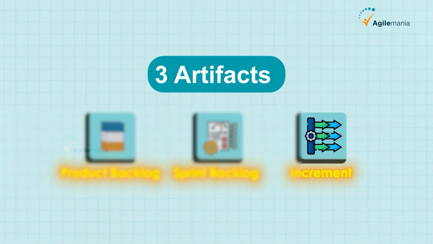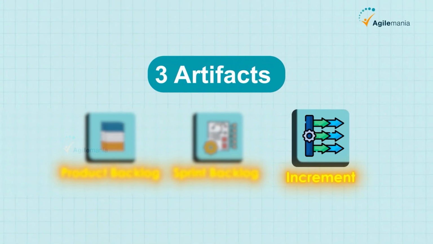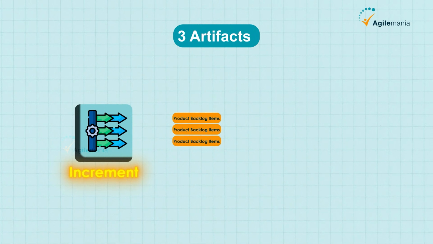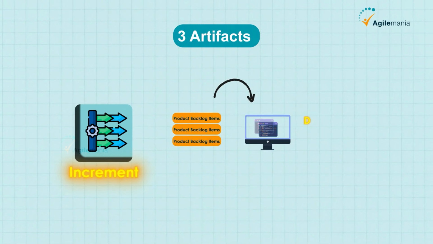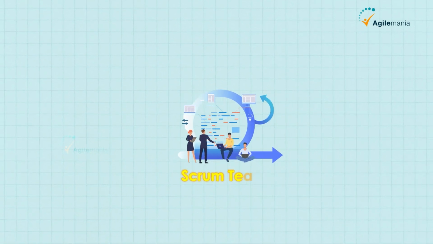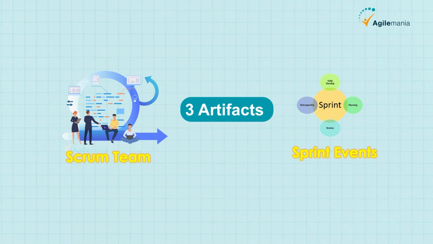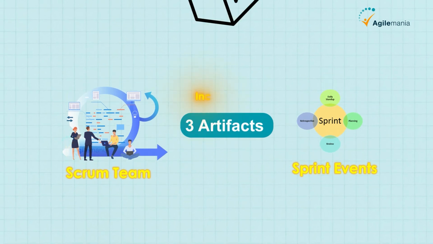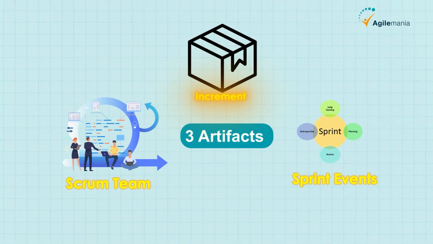The third artifact is increment. Typically, when a product backlog item is converted to a working software that meets the definition of done of the Scrum team, it is termed as an increment. The Scrum team uses the artifacts and collaborates during the sprint events to come up with the increment.